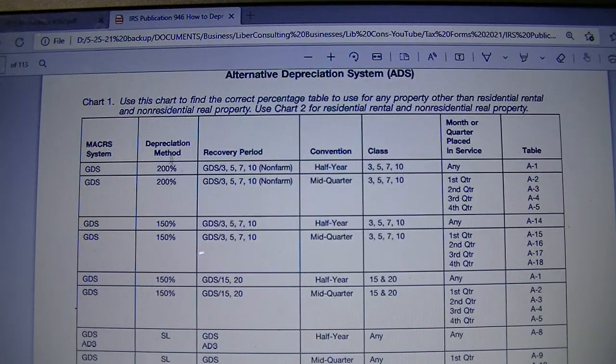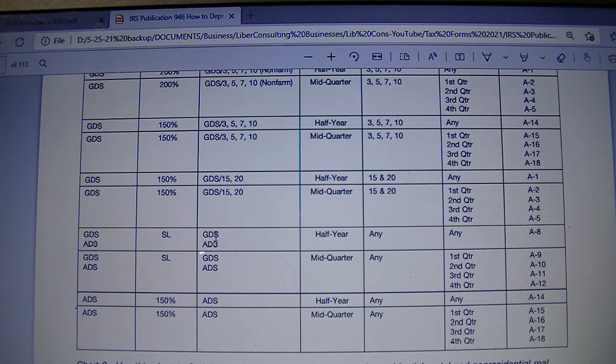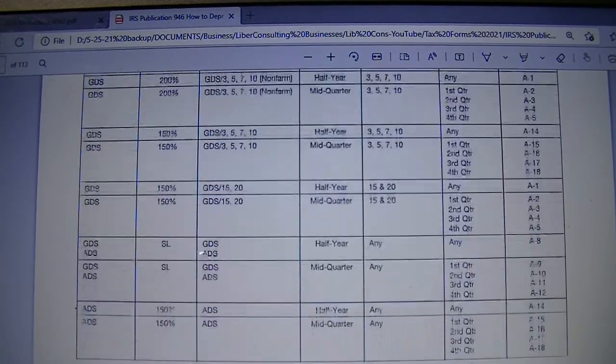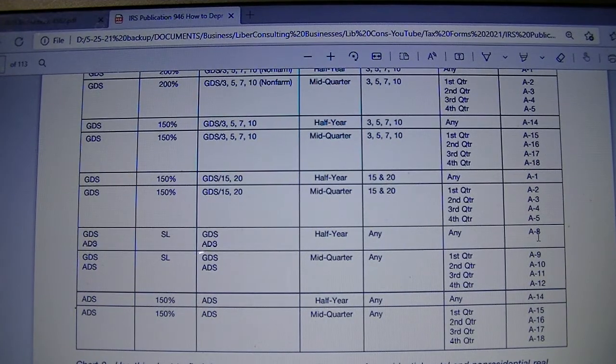But are we going to use 200%, 150, or straight line? In this example we use straight line. So GDS straight line, for the recovery period, half year, any recovery, any property class, and any quarter, you will use table A8.